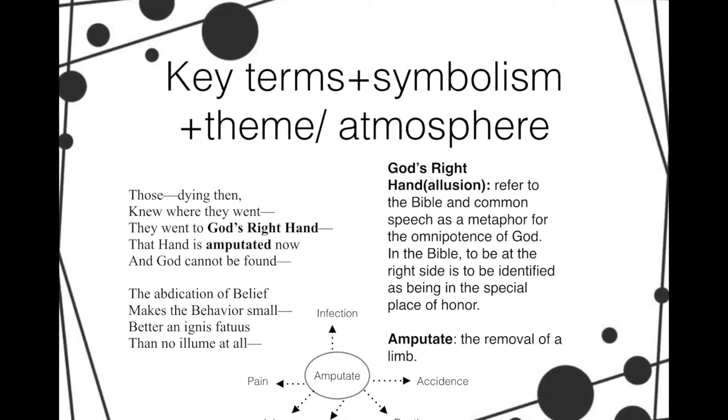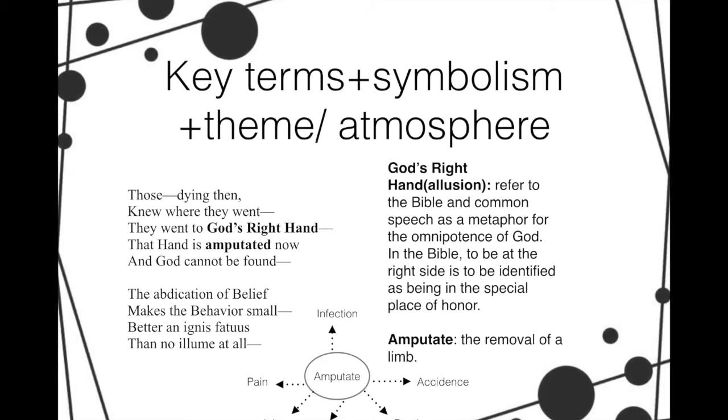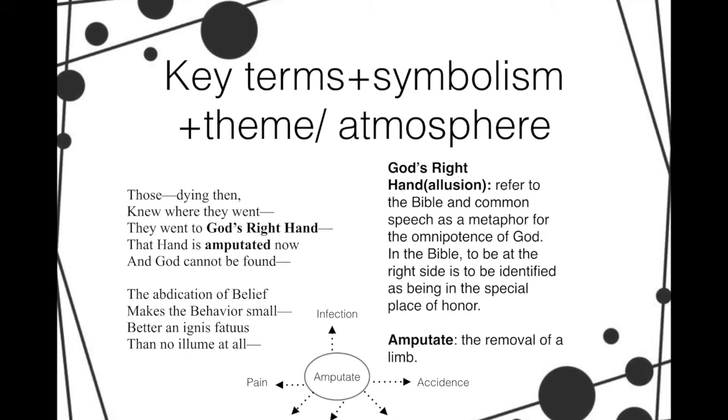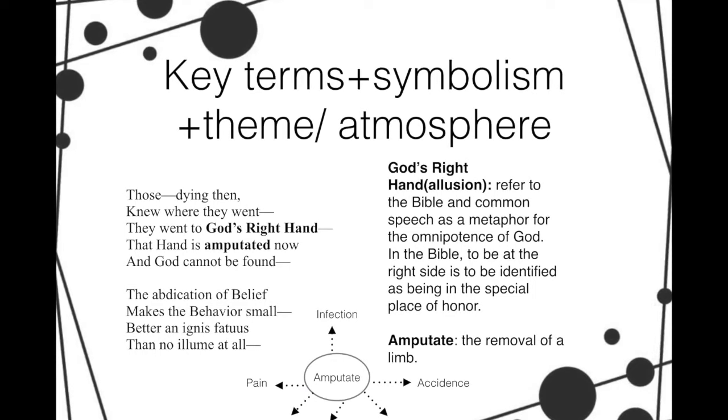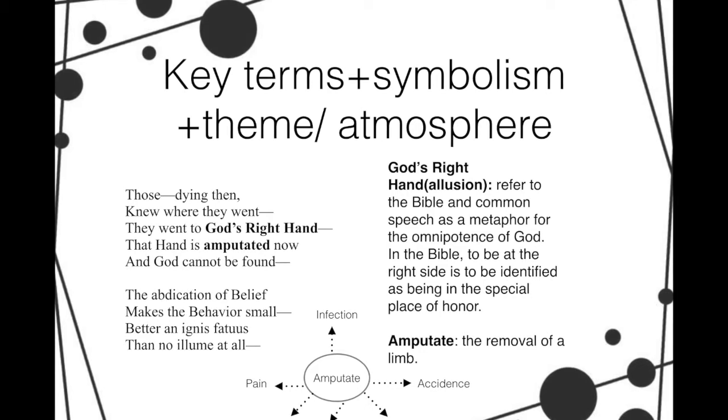And first, in the third line, God's right hand, and here it is actually an allusion, and God's right hand refers to the Bible and common speech as a metaphor for the omnipotence of God. In the Bible, to be at the right side is to be identified as being in the special place of honor.